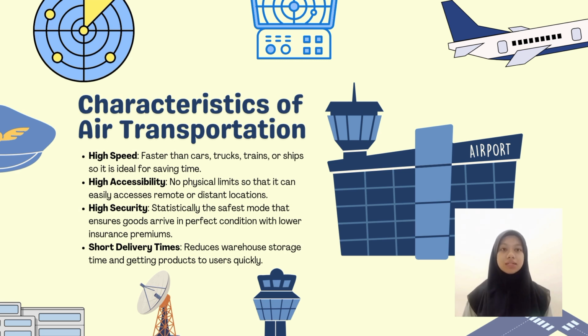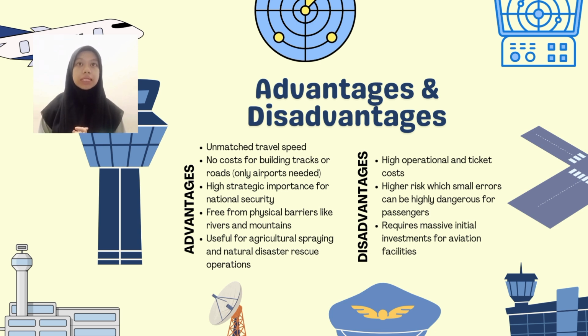Now, let's look at the main characteristics of air transportation. First, it is much faster than cars, trucks, trains, or ships, making it the best choice when time is short. Second, it has no physical limitations, which makes it ideal for reaching distant or remote locations where other transport modes are inefficient. Third, statistics show that airplanes offer the highest level of security, meaning goods arrive in perfect condition and insurance costs are generally lower. Finally, because travel times are short, products spend less time sitting in the warehouses and get to the people who need them much faster.